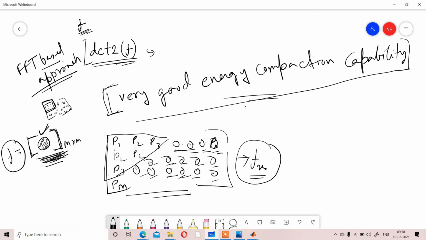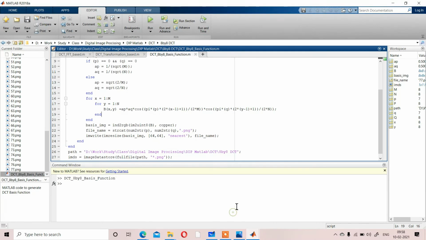So if we use DCT over an image that has very good energy compaction capability, then due to using the DCT, we are reducing the size. Okay. Just check it.